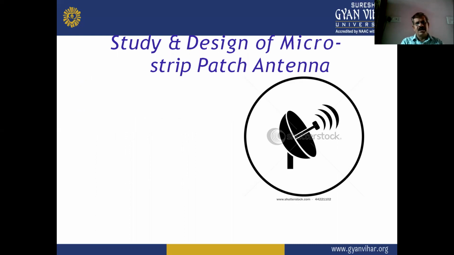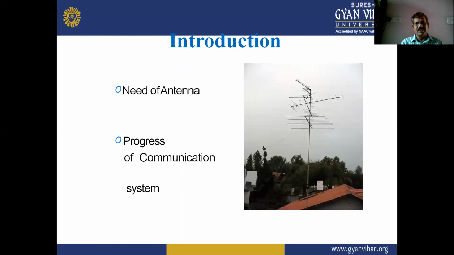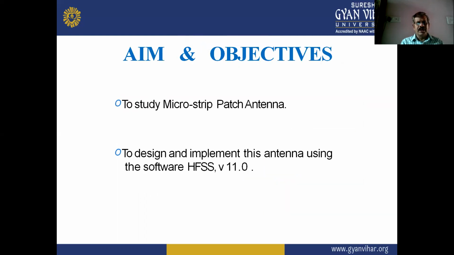Next antenna is the microstrip patch antenna. In microstrip patch antenna, we will discuss the design of the microstrip patch antenna. What is the need of antenna in the progress of communication system? We will study the microstrip patch antenna, and design and implement this antenna using the software HFSS version 11.0. So we can design the microstrip antenna with the help of the software HFSS version 11.0.